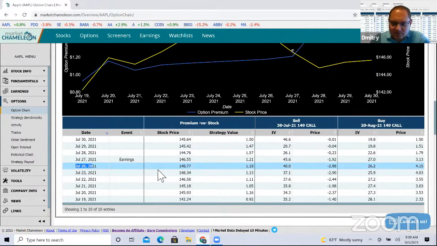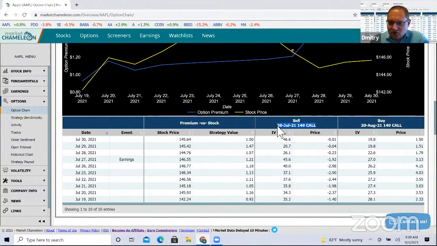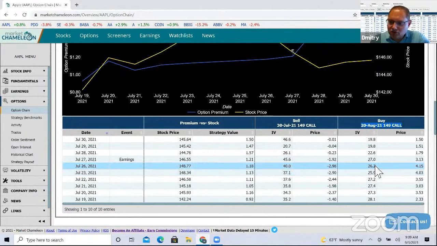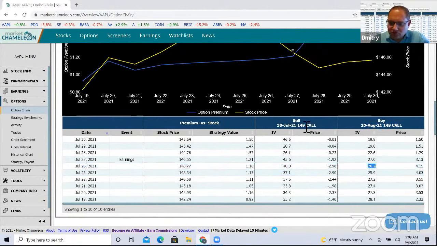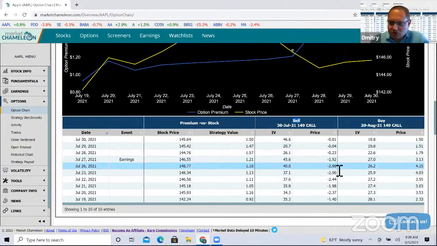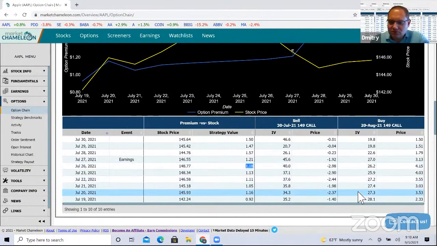July 26th, remember the stock was 148.77. We see here the implied vol of the July 149 call closed at 40. The August 149 call was 26.2. So if we sold this one, using midpoints here, for $2.98, and bought this one at 4.15, the cost would be $1.18.